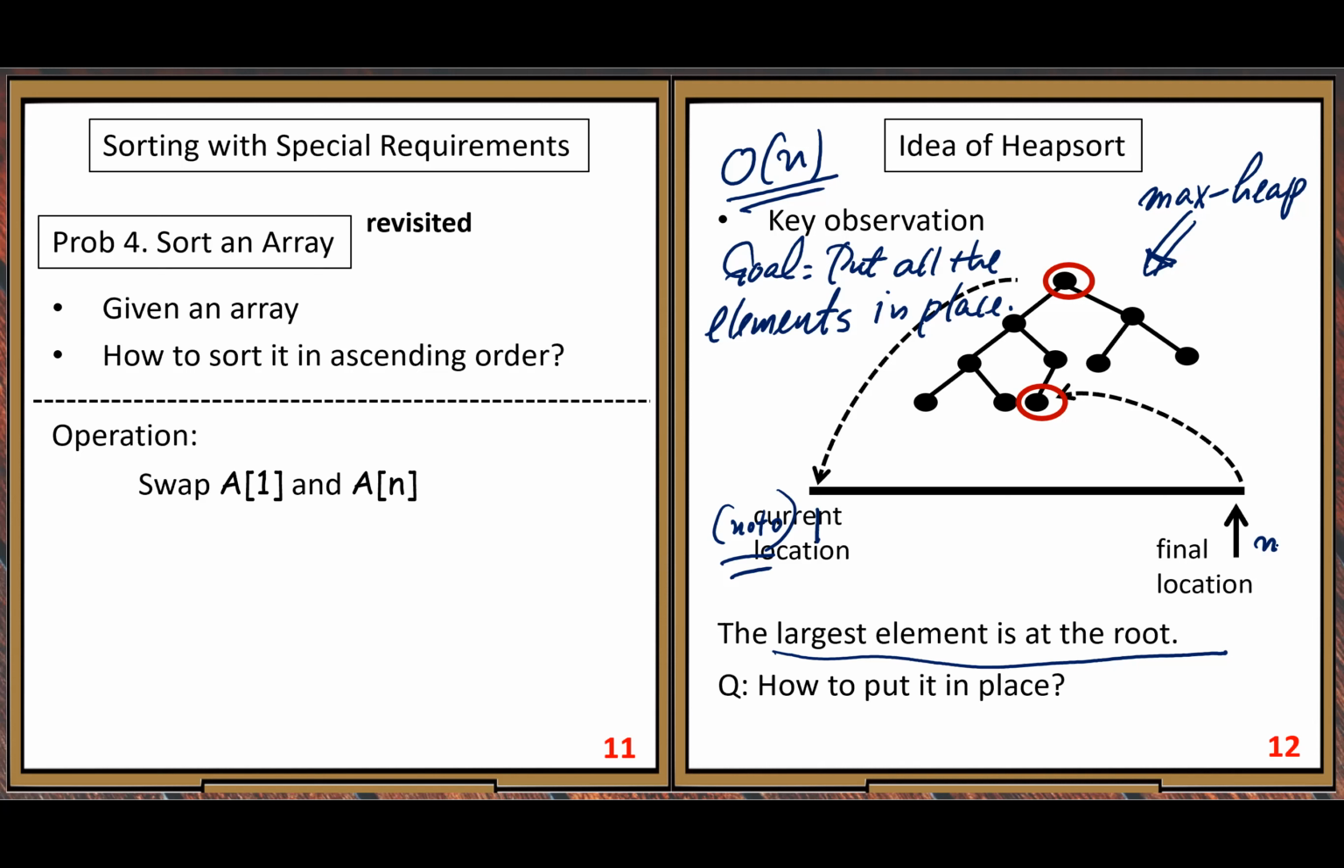After the swap, you break the max heap structure, right? The max heap structure is violated by the swap operation. But we can fix it. We can fix it by the max heapify operation. So after that, we need to recover the max heap structure by calling the max heapify function.